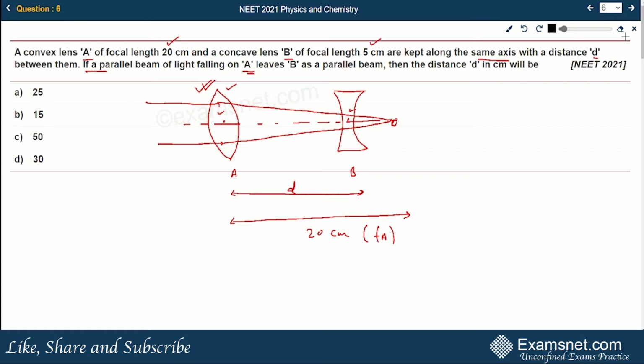But it is given that it leaves B as a parallel beam. So it says that it will leave B as this. Okay, and when does this happen? When the rays meet virtually at the focus of the concave lens. That means this should be your focal length of concave lens, okay, which is equal to 5 centimeter. Now here to here it is d, and from here to here it is 5, and the total is 20. That means d plus 5 is equal to 20 centimeter. Okay. So what will be the value of d? It will be equal to 20 minus 5 centimeter, that is 15 centimeter. Okay. So option B will be your correct answer here. Got it?